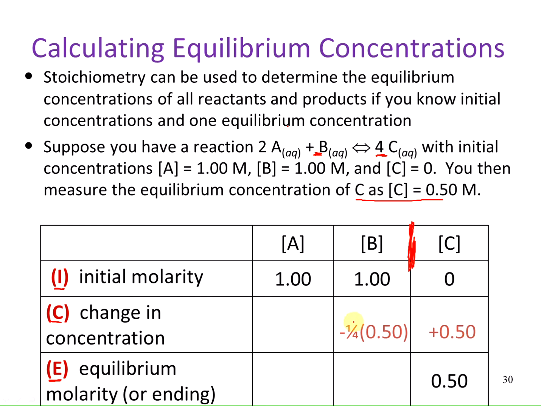Now we can do the same thing for A. Notice that A has a 2 to 4 ratio. So the change in A, we're consuming A to make C, that's going to be minus 1/2. Rather than writing negative 2/4, we're going to reduce that down to minus 1/2 the change in C. If we do the math there, we'll find out that the ending molarity of A is 0.75 and the ending molarity of B is 0.88, and we had already determined that the C value was 0.5. So this is how we calculate the equilibrium concentrations using the balanced chemical equation and stoichiometry.